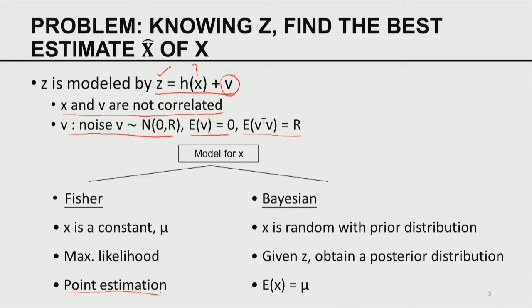As opposed to Fisher's approach, there is the Bayesian approach. Within the context of the Bayesian approach, x is considered to be random, and x is said to have a prior distribution.